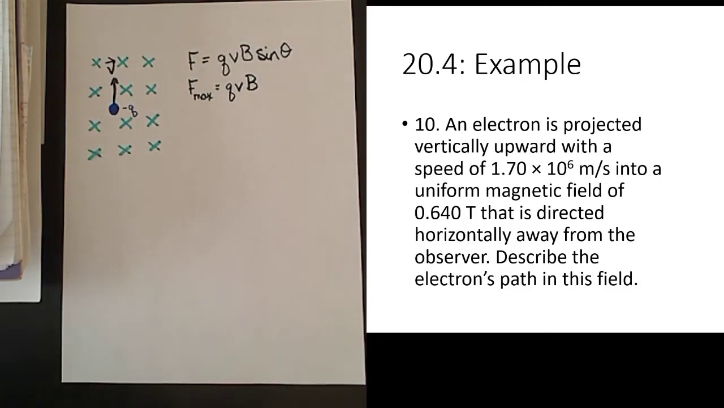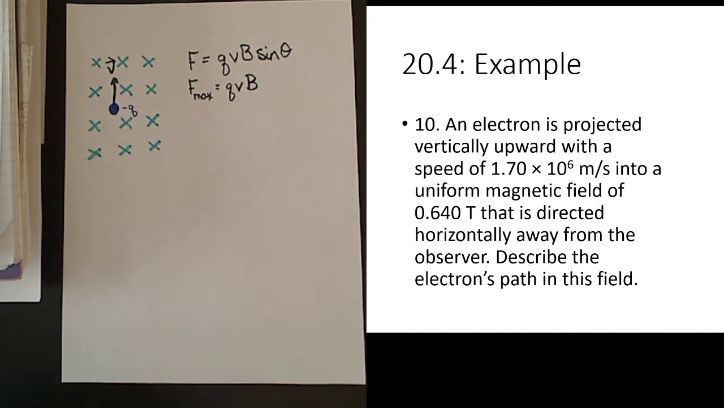In this example, we're going to look at an electron moving in an external magnetic field. So this is number 10 in your text in the end of chapter questions. And so we have an electron that is projected vertically upward with a speed of 1.7 times 10 to the 6th meters per second into a uniform magnetic field of 0.64 Tesla that is directed horizontally away from the observer. Describe the electron's path in this field.